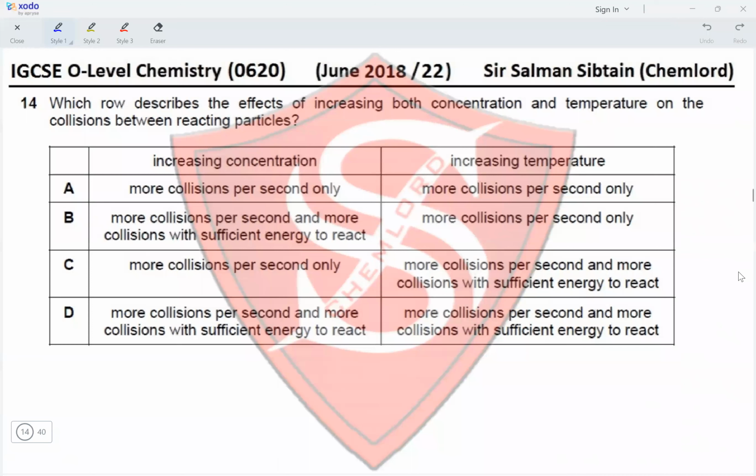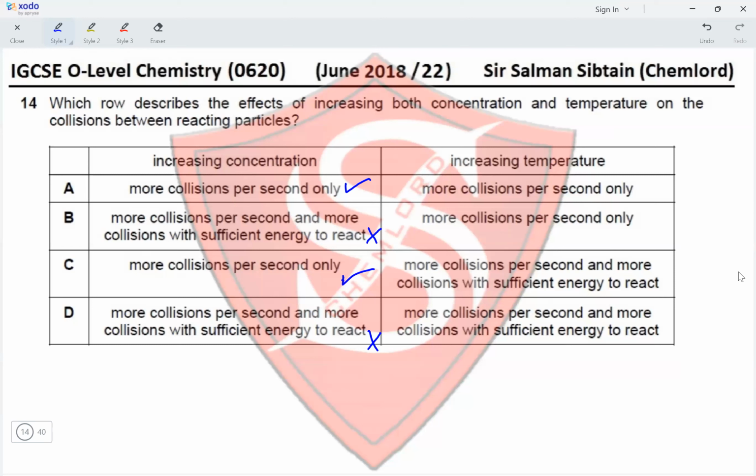Question 14. Which row describes the effects of increasing both concentration and temperature on the collisions between reactant particles? So increasing concentration would cause more collisions per second only? Yes, because more reactants would be present. Next, more collisions per second and more collisions with sufficient energy to react? No, there is no increase in energy, so this is incorrect. More collisions per second only is correct. More collisions per second and more collisions with sufficient energy is incorrect.